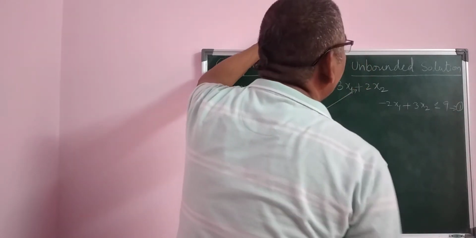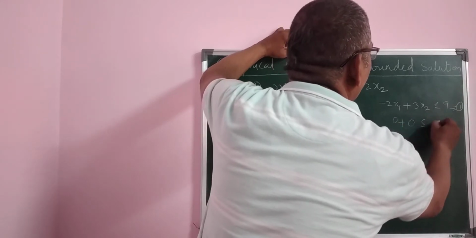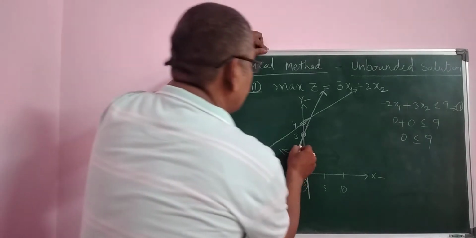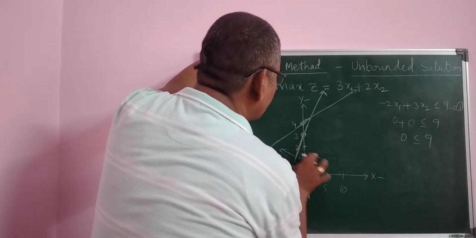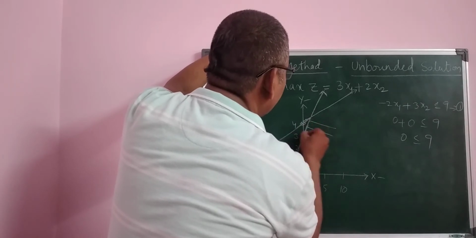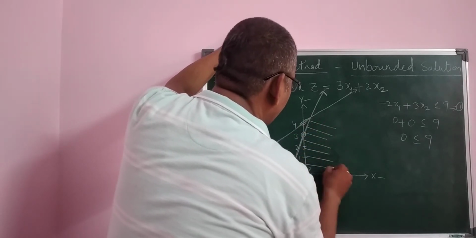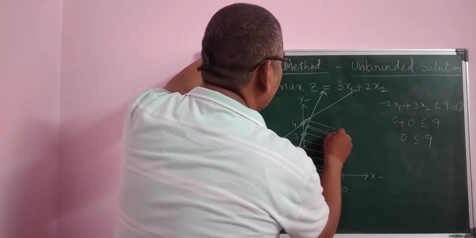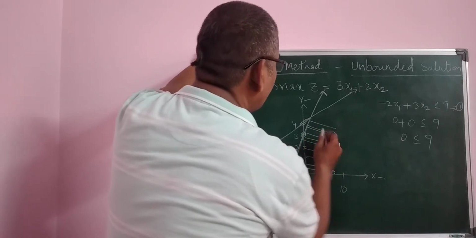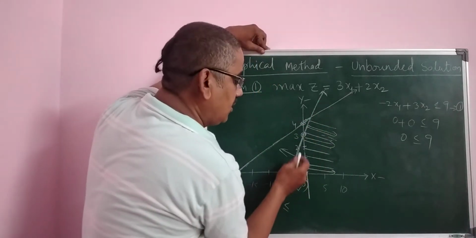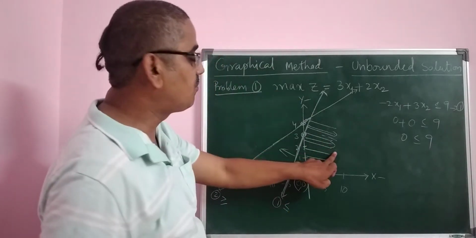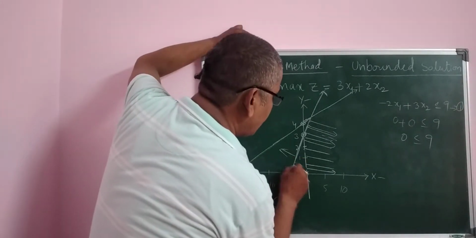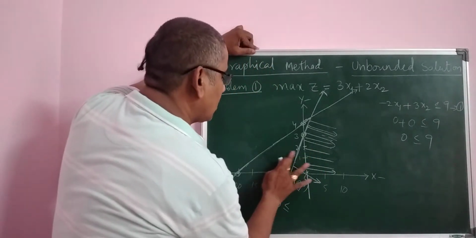So 0 plus 0 is less than or equal to 9. 0 is less than or equal to 9. Is it right? Exactly right. So this is the region. We should not shade here. We should shade only in the first quadrant. Remember, we should not shade the region in any other region. For this equation, this is the region, but I have considered it in the first quadrant. For time being, I am indicating one particular line here. Okay, this is not the region.